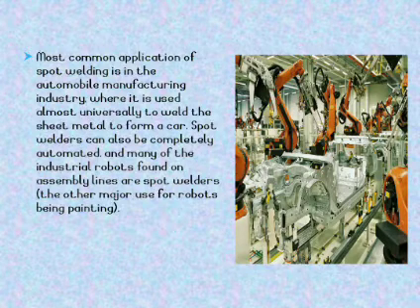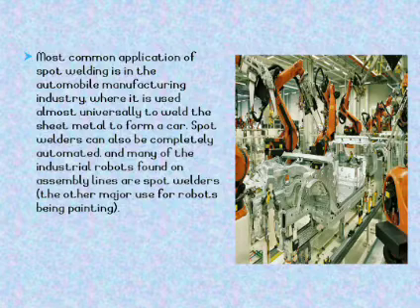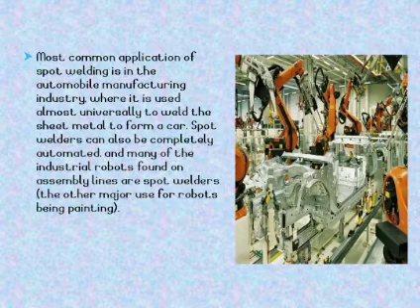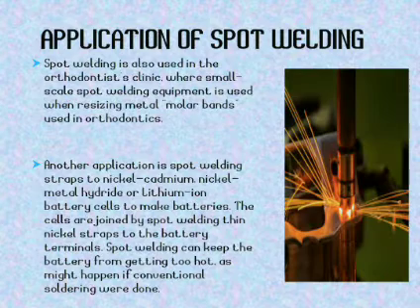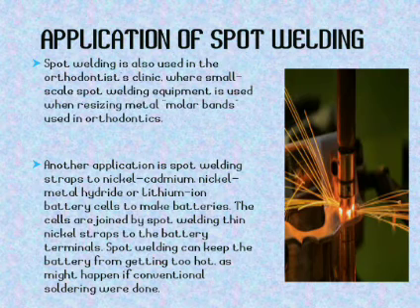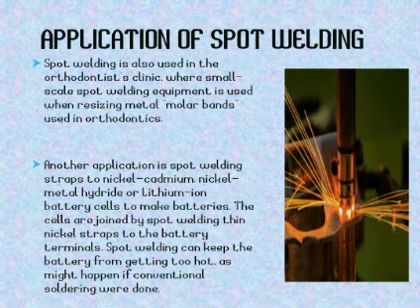And spot welders can also be completely automated, and many of the industrial robots found on assembly lines are spot welders, or the other major use for robots, painting. So those are the applications of spot welding. Spot welding is also used in orthodontist clinics, where small scale spot welding equipment is used when resizing metal for molar bands used in orthodontics.